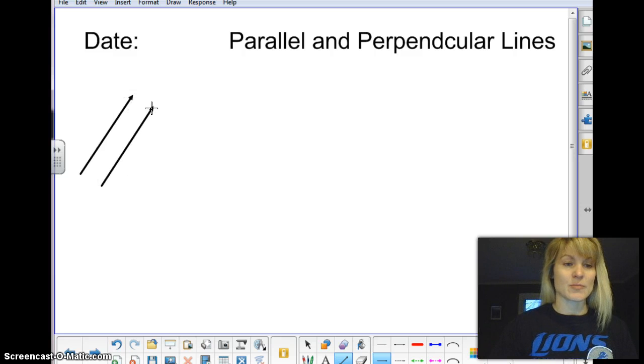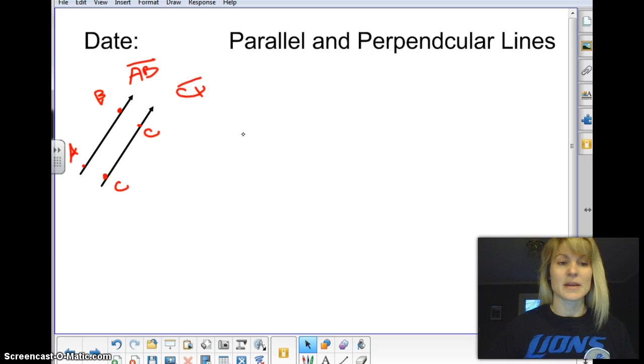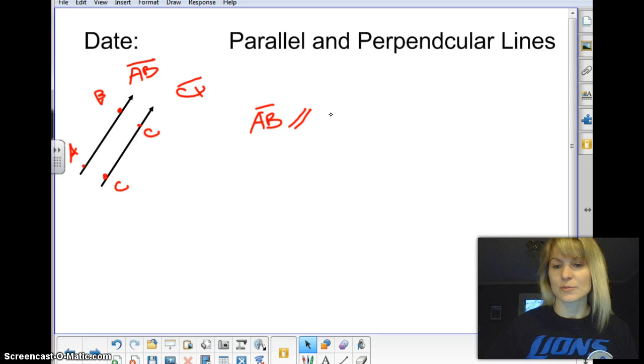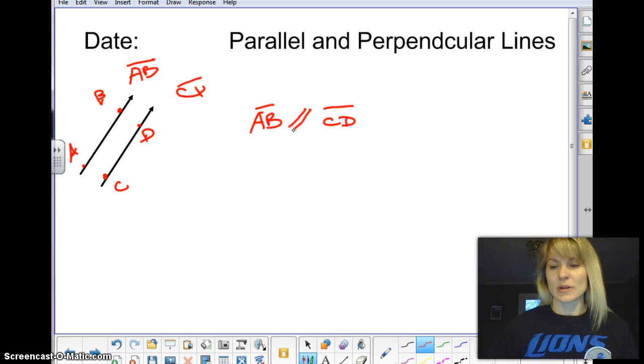Most of the time, parallel lines are marked with a couple of letters. So like if this is A and this is B, so that means that's line AB. And then this was C and this was D. This would be line CD. Put a line over that. So when they're parallel, we would say line AB is parallel, it's a little parallel sign, to line CD. So that's the little parallel symbol, okay?